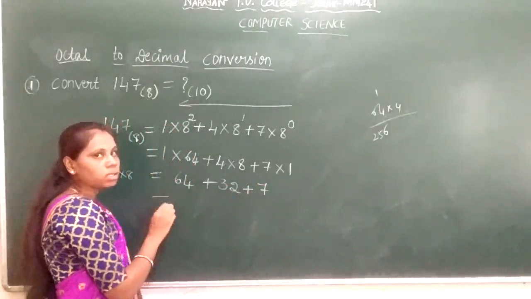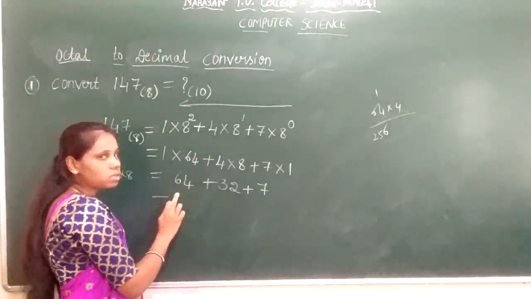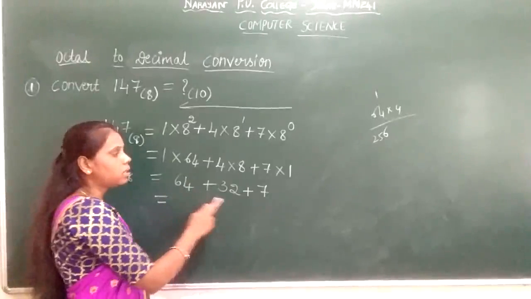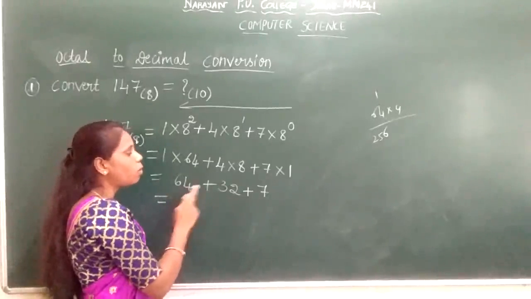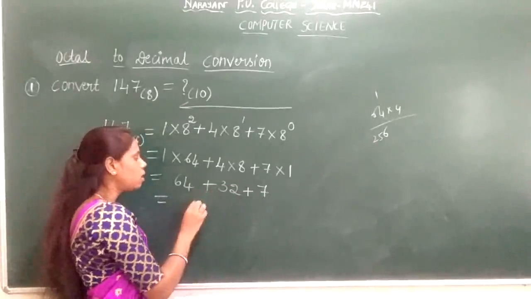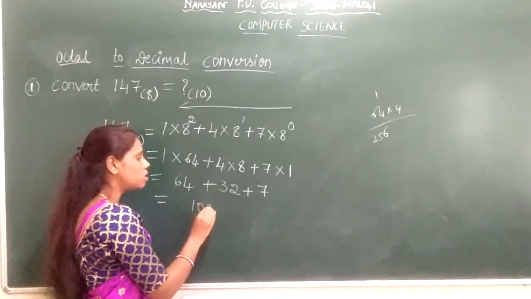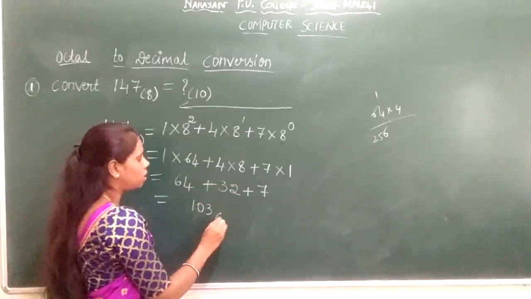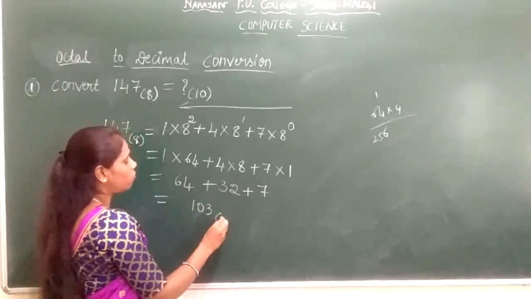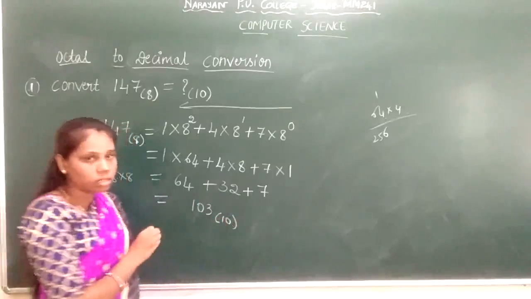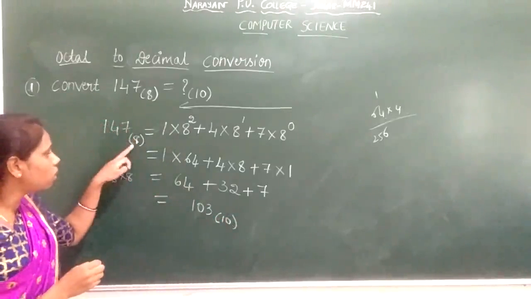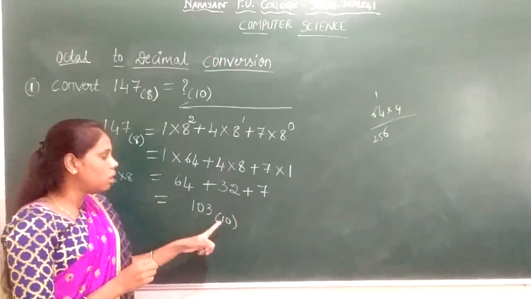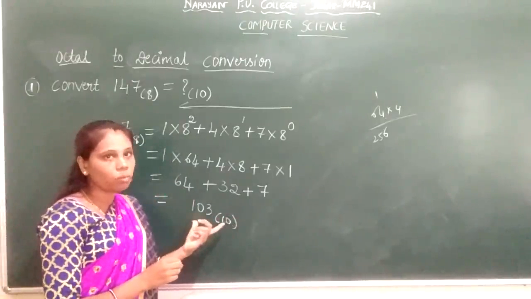Now add all these terms, that is 64 plus 32 plus 7, so it will be 103 and the base value is 10 because we are converting from octal to decimal. Now it represents the decimal value.